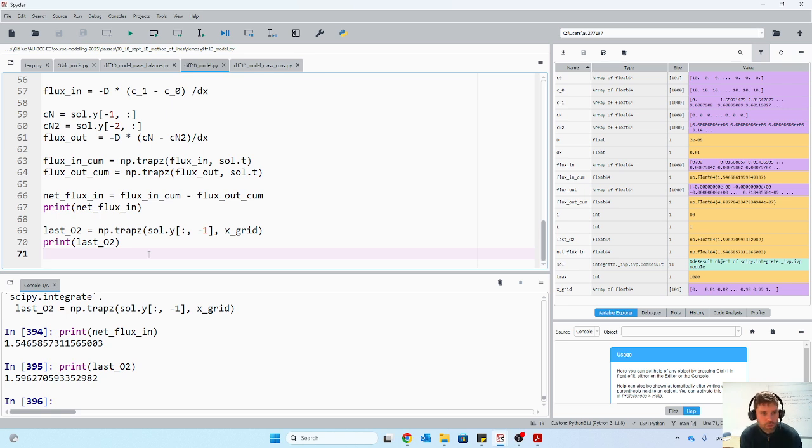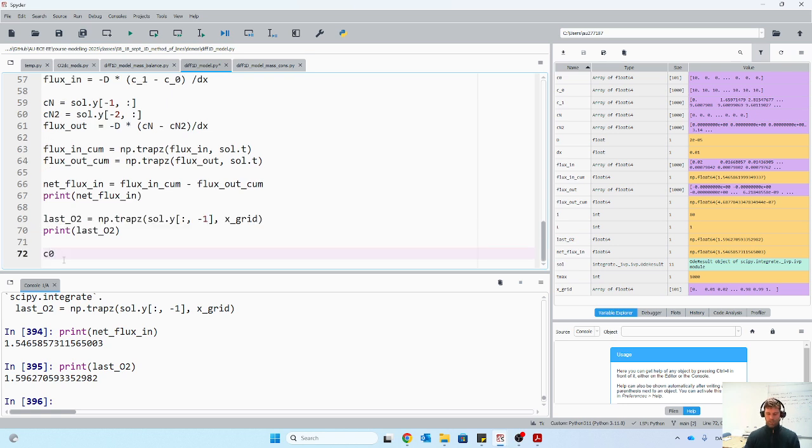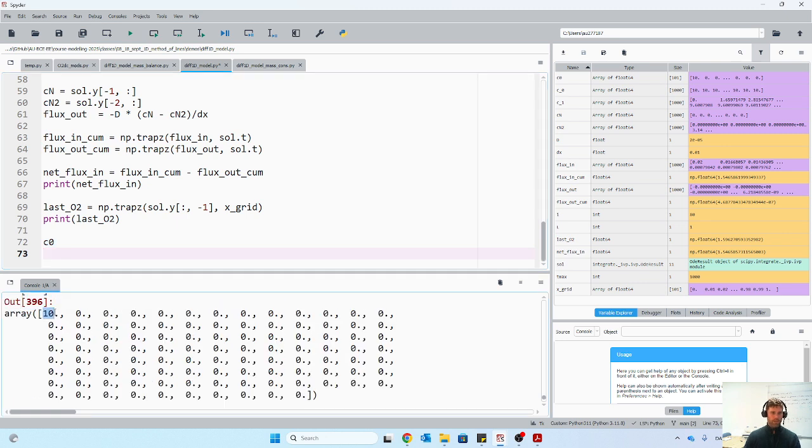So what could this be due to? Well, the np trapz method here for the total O2 in the system at the last time point just calculates the sum of everything that's in the model. But the flux is just what is going in minus what is going out. So what if there was something inside the model domain to start with? Then that would increase this calculation over the flux. So we can just see C0, which was what it started at. And we see there was actually 10 milligrams per cubic meter at the left boundary to start with. So we have to subtract this from the last O2.